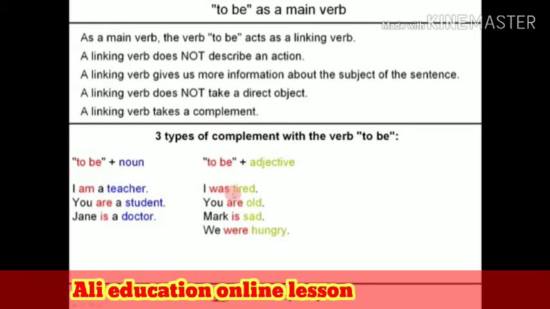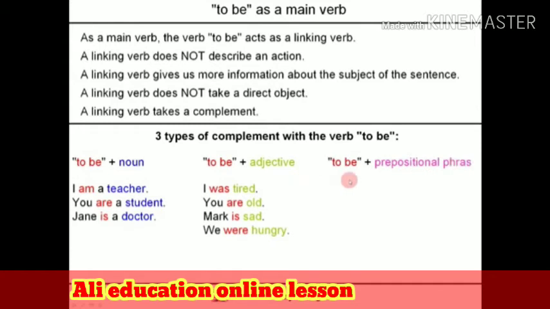So here we have the verb to be in the past tense. I was. This is the present. This is the present. This is the past. Okay? So the verb to be is a main verb, a linking verb.